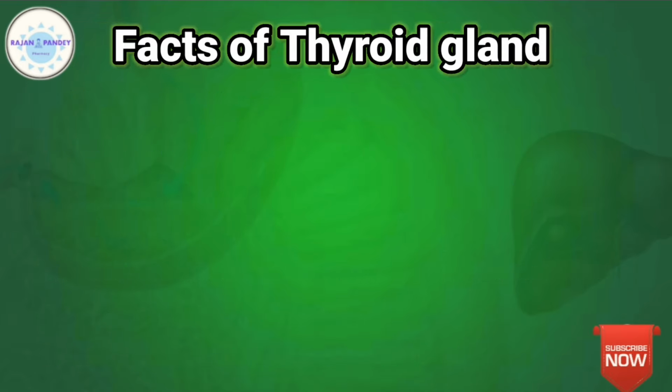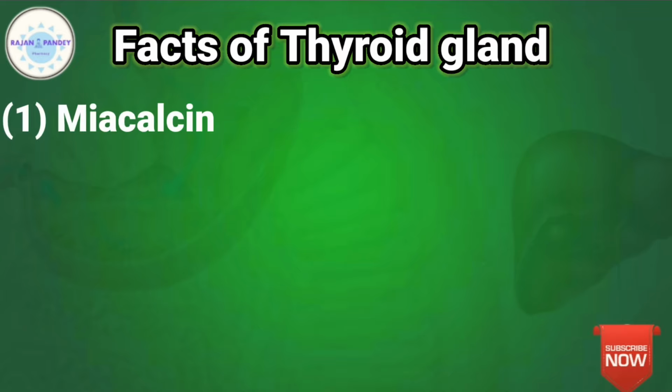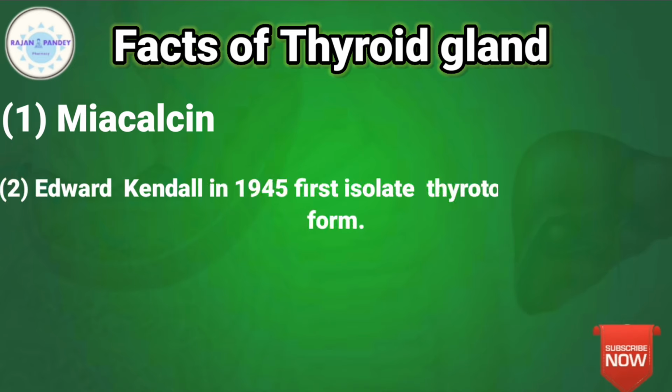Some facts associated with the thyroid gland, in which first is miacalcin. Miacalcin is 10 times more potent than human calcitonin. It is prescribed to treat osteoporosis. Osteoporosis is defined as brittle and weak bone due to lack of calcium. Edward Kendall in 1945 was the first to isolate thyroxine in crystalline form.